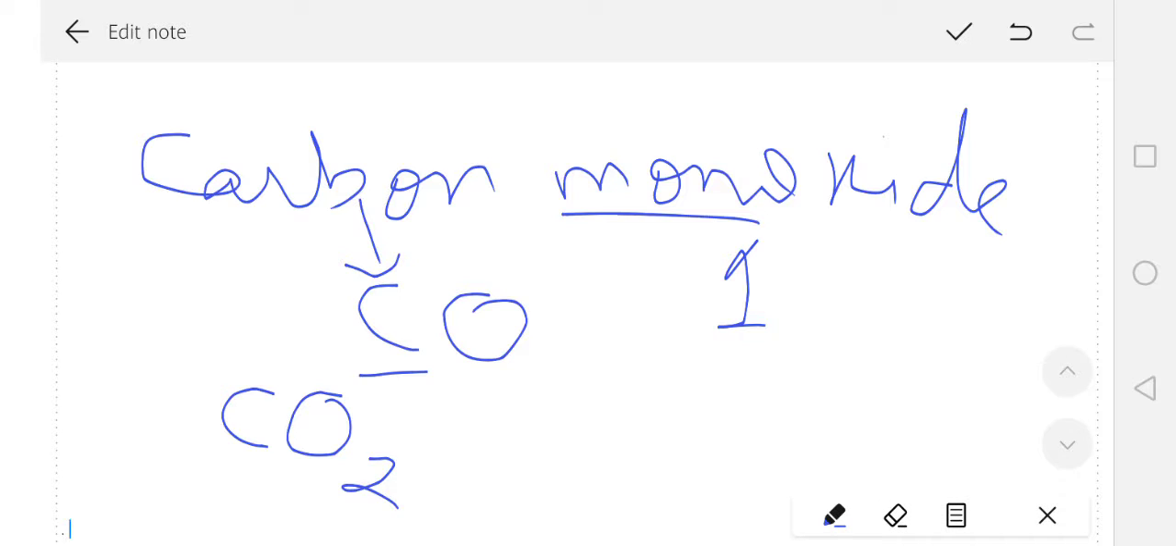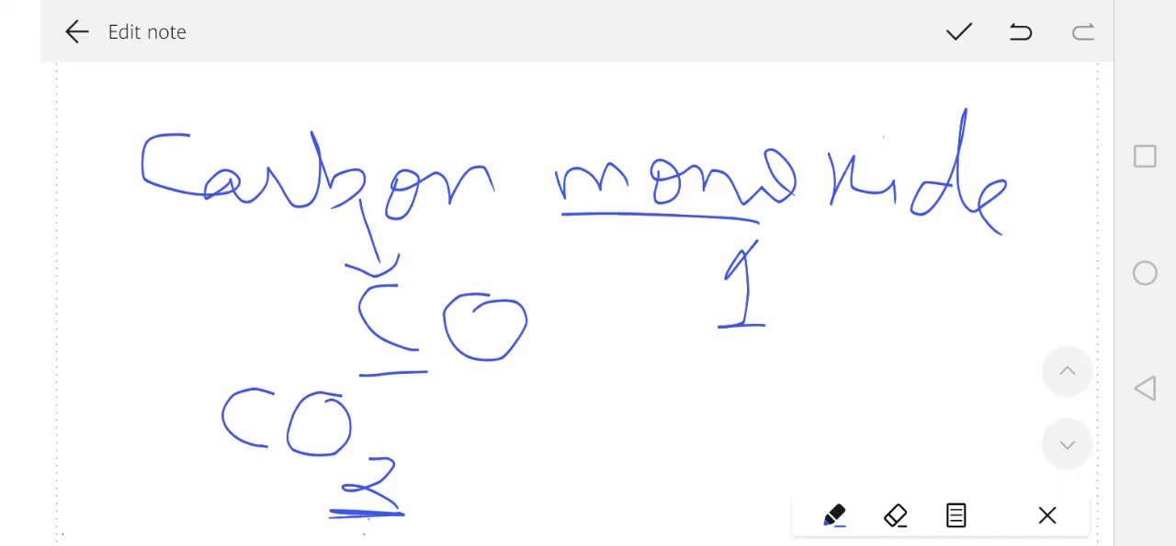in subscript, lower down. So in the right lower corner, we write this subscript, and carbon dioxide, CO2 for carbon dioxide.